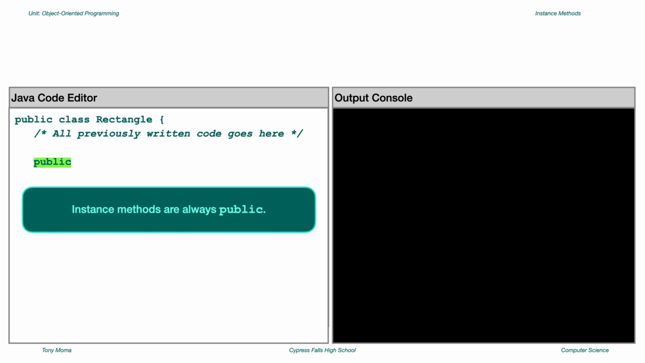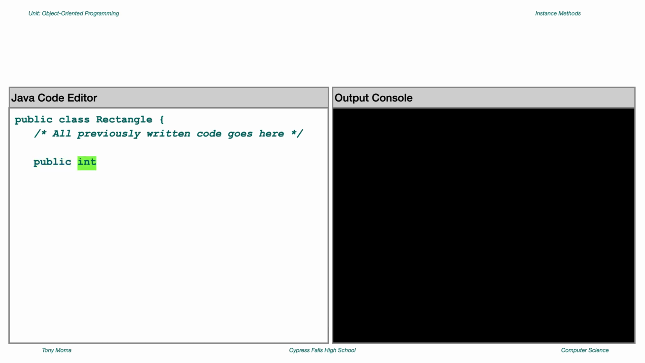Next, the return type. Since we're computing the perimeter and we want to return that value, and we know that value is going to be an integer, we're going to say the return type for this method will be int. Then the name, we'll simply call it getPerimeter, since that's what the method is doing. It's computing and returning the perimeter. It's getting the perimeter of the rectangle.